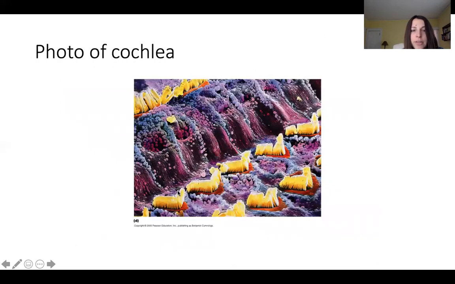So here's a photo of the cochlea. These hair cells are sitting within the basilar membrane, so they kind of are floating there. You need that. The membrane is what they're sitting on. The membrane vibrates because of the vibration, and then in turn, that causes a pivoting of these hair cells.